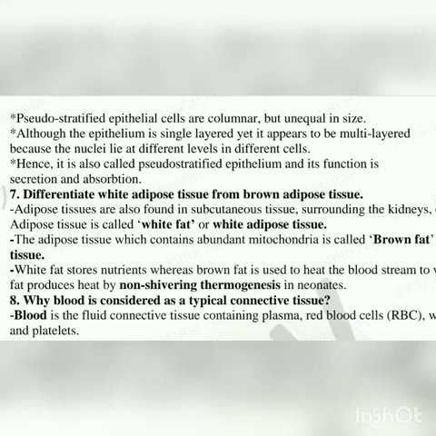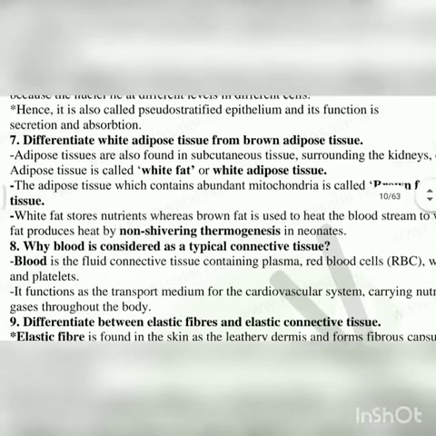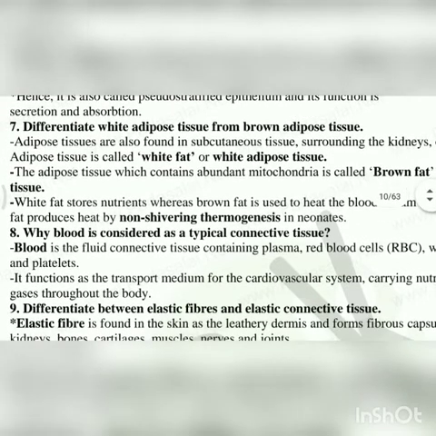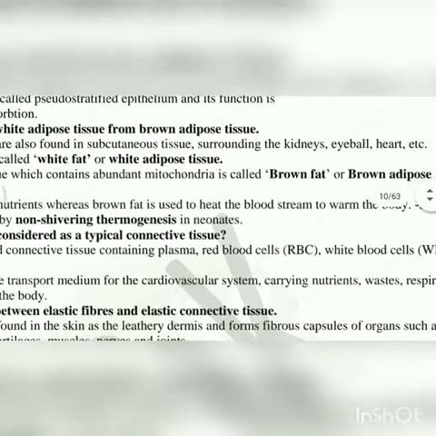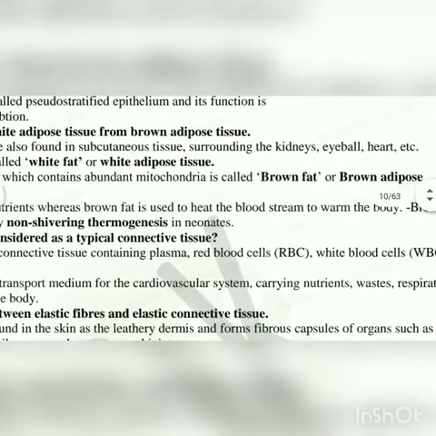And seventh one, differentiate white adipose tissue from brown adipose tissue. Adipose tissues, these are found in the subcutaneous tissue surrounding the kidneys, eyeball, heart, etc. So this adipose tissue is called as white adipose. White adipose is found beneath the skin surrounding the eyeball, heart, etc. And the adipose which contains abundant mitochondria is called as brown fat or brown adipose tissue. It's a very important question.